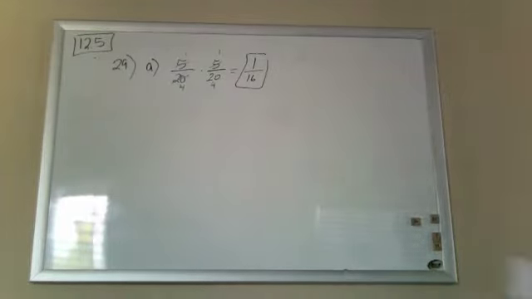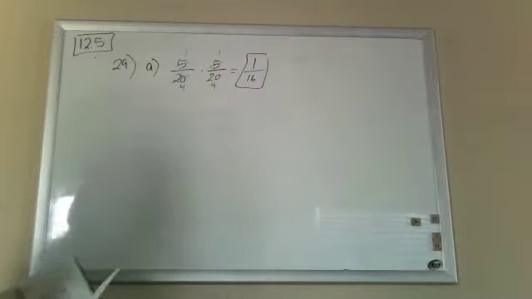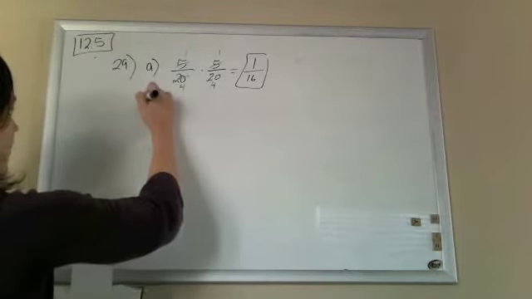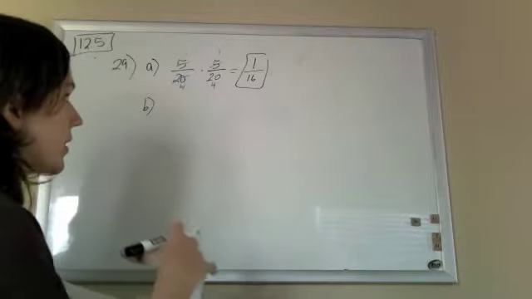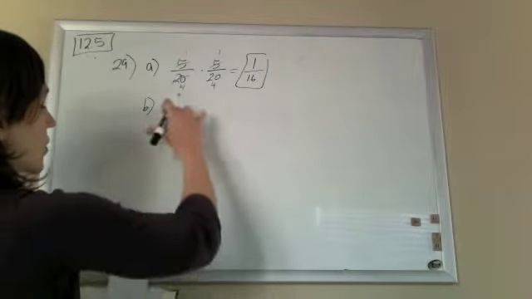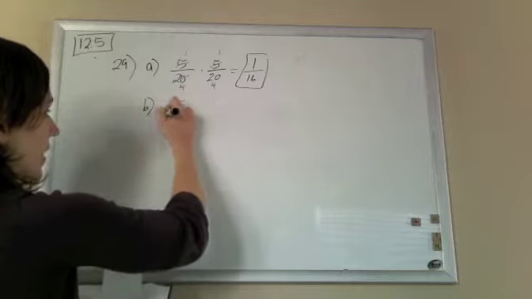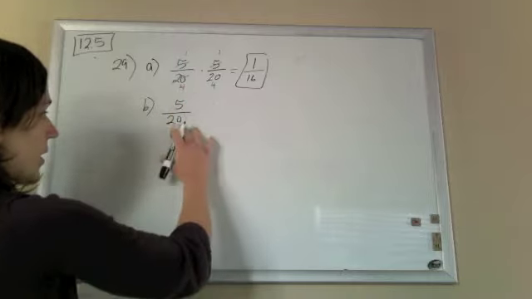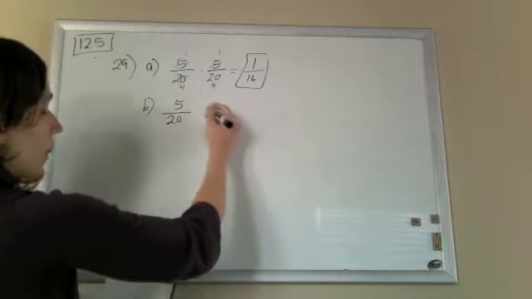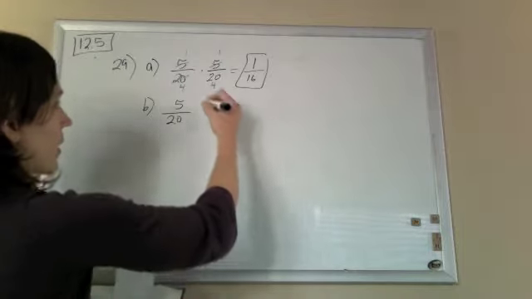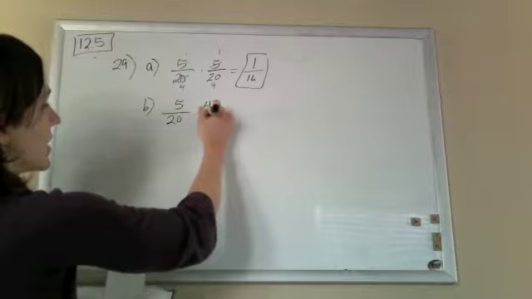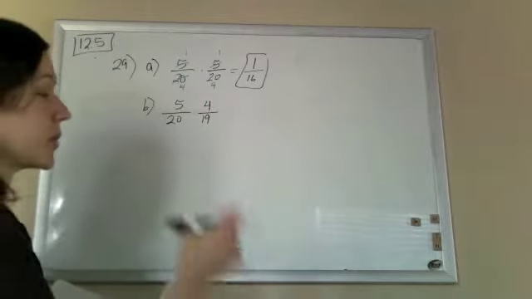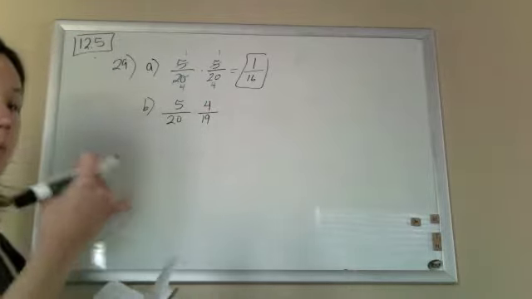Alright, got that. So that's done for part A, and then for part B, we're not putting the lion card back. So when we pick first, there are still 5 lions that we want out of 20 cards that we have, but on my next pick, there are only 4 lions left out of 19 cards remaining, because we didn't put the card we just pulled back.